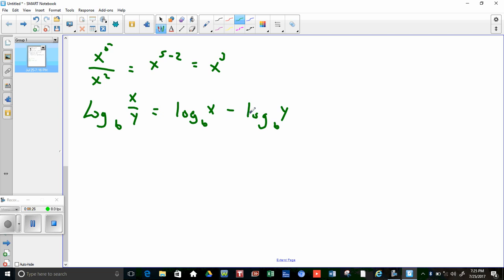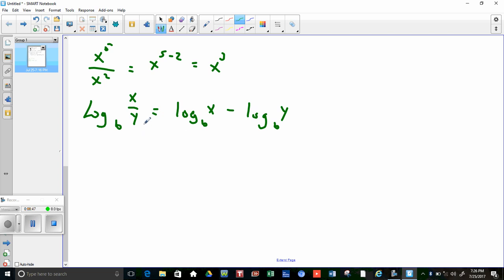Order here makes a difference. Whatever's being subtracted always goes on the bottom. If it's being subtracted, it will go on the bottom, even if there's just a negative out in front. So if it's a minus sign out in front of the log, it will go to the bottom.